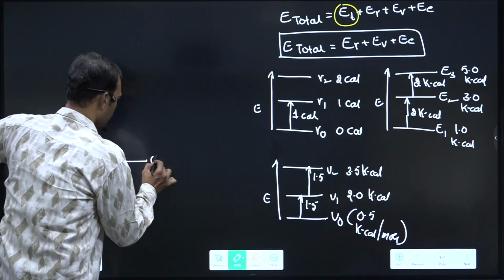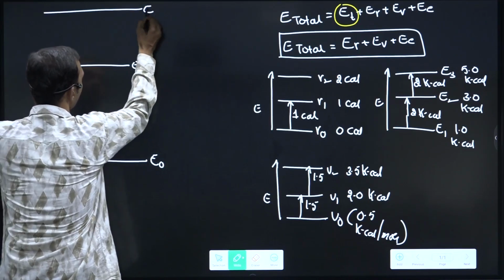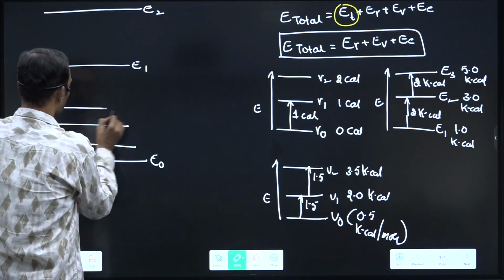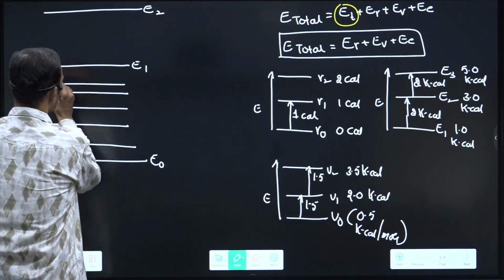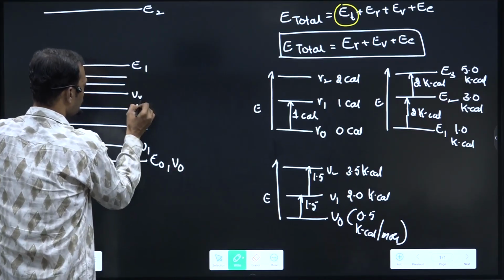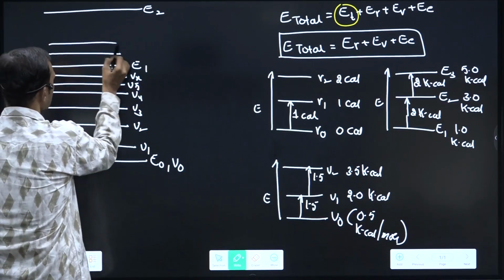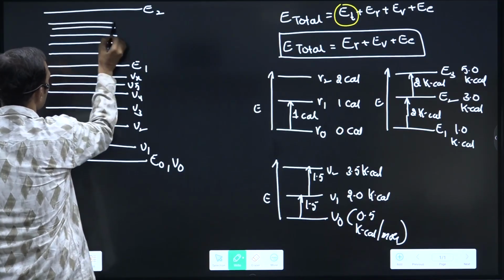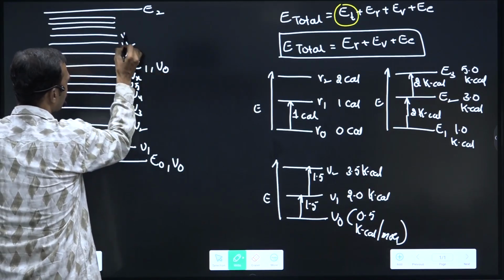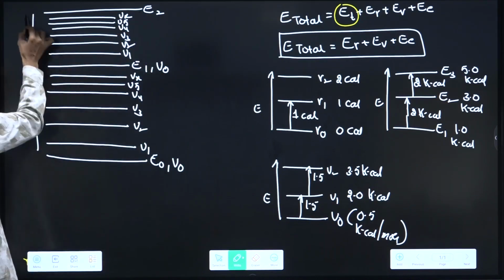So finally, every electronic energy level has a variable number of vibration energy levels. This is V0, V1, V2, V3, V4, V5, Vx, and here also it remains the same. And try to reduce the gap every time. Don't write with the same gaps. This is V0. Now V1, V2, V3, V4, V5, Vx. It comes one more time in the Jablonski diagram.